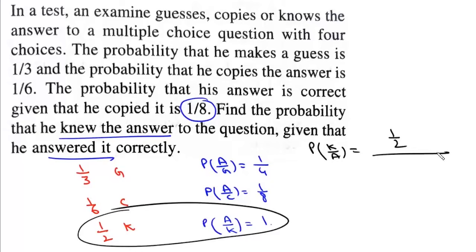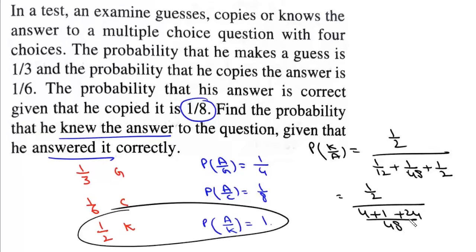So it will be 1 by 2 upon, 1 by 3 into 1 by 4, which is 1 by 12, plus 1 by 6 into 1 by 8, which is 1 by 48, plus 1 by 2. This is 4 plus 1 plus 24 by 48. So it will be 24 by 29, and that is the answer to this question.